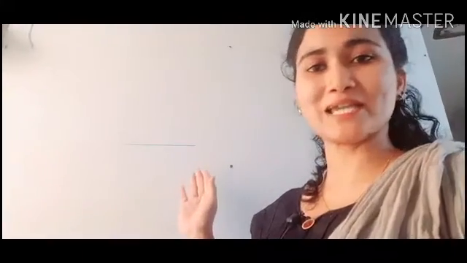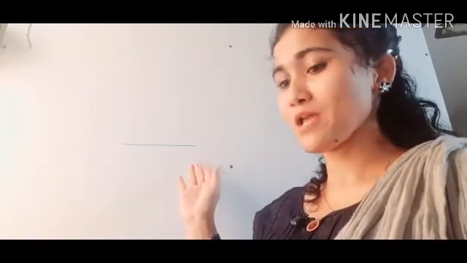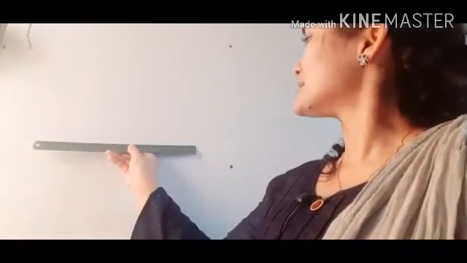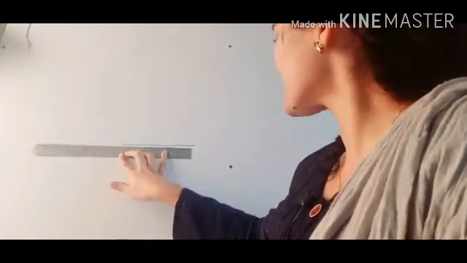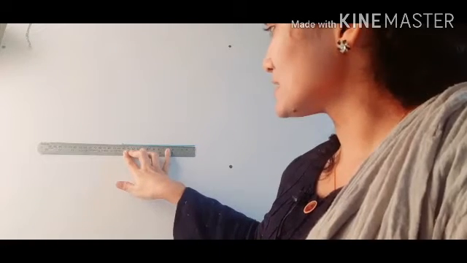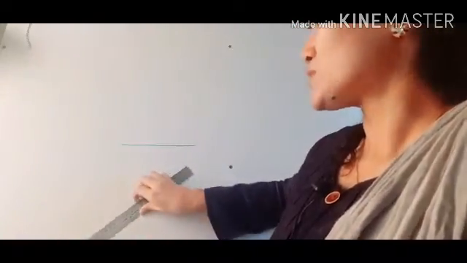So here you can see I have drawn one line. I am going to find the measurement of this line. Let's see. When I keep it properly here, I am going to keep it at the 0 centimeter. It is 15.5. So what is that 15.5? It means 15 centimeter and 5 millimeter. Okay.